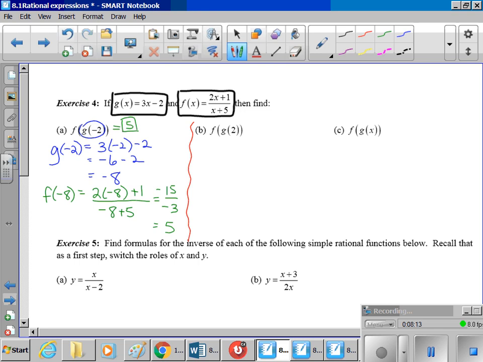Same situation with b. I'm going to do g of 2 first. So I'm going to do 3 times 2 minus 2. So you get 6 minus 2, which is 4. Now what I'm going to do is f of 4 is equal to 2 times 4 plus 1 over 4 plus 5. And this gives me 9 over 9, which is equal to 1.